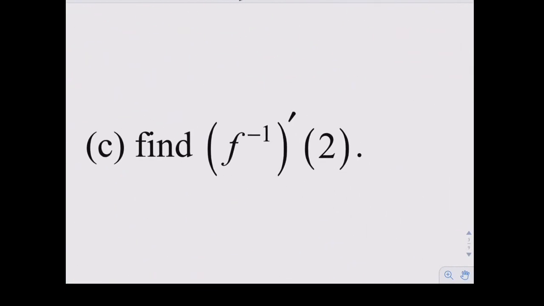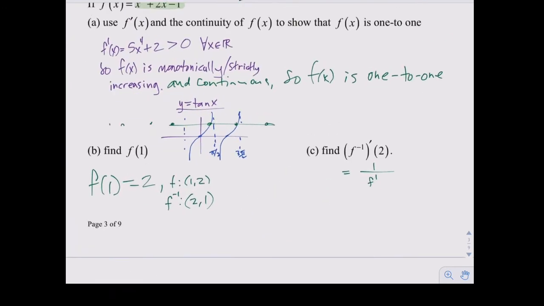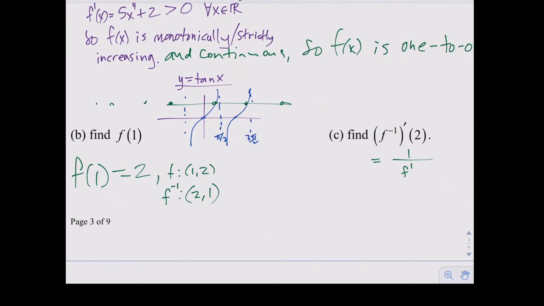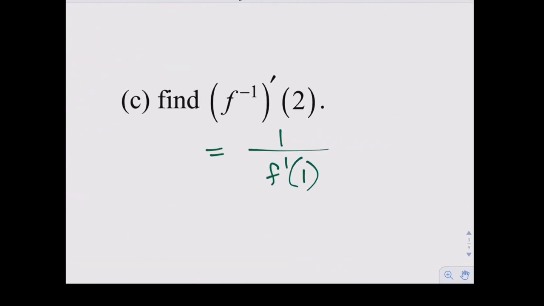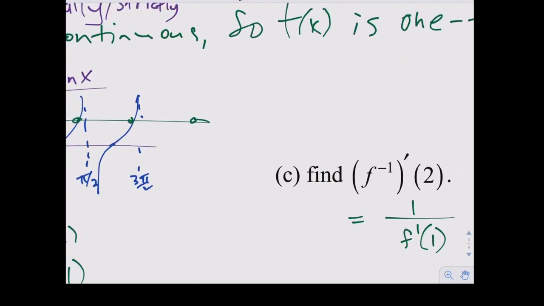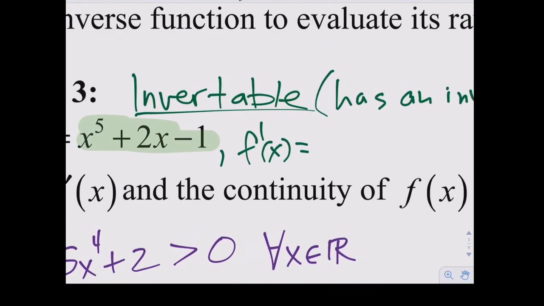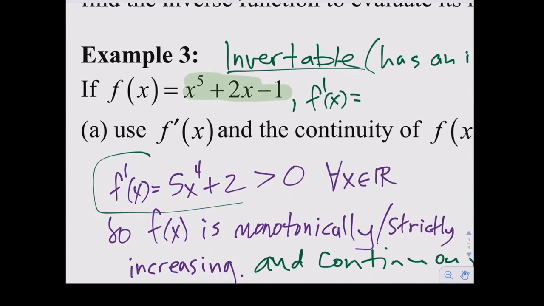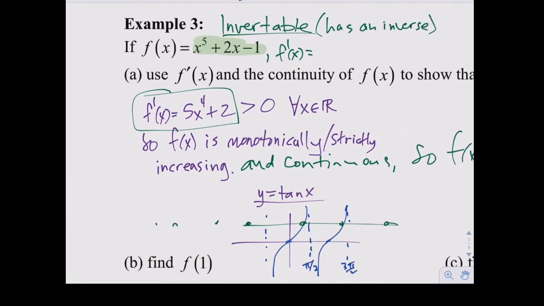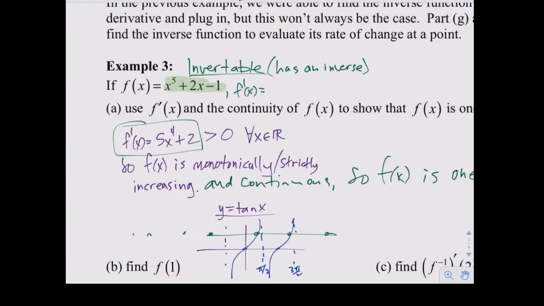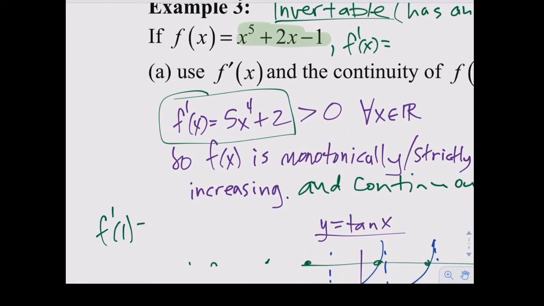You want f inverse prime of 2? No problem. I know it's going to be the reciprocal, right? 1 over f prime of what? 1. 2 is the input on f inverse. 1 is the input on f. So now, how hard is it to find f prime of 1 if I have f? Rather easy, right? Let's try it. We got f prime of x, which is what? Hey, we already found it. Why find it again? Now we need f prime of what? 1. Let's find f prime of 1. We'll sneak it in right here. f prime of 1 is, don't mess up, there's a lot at stake here, 7.